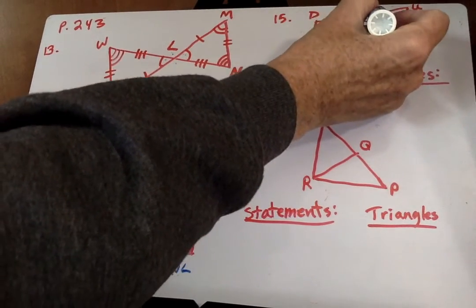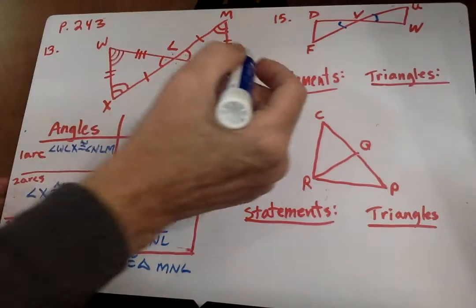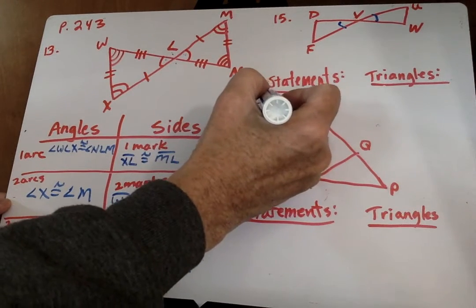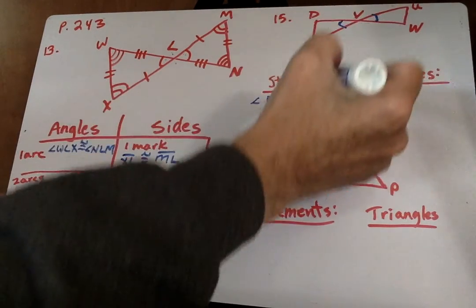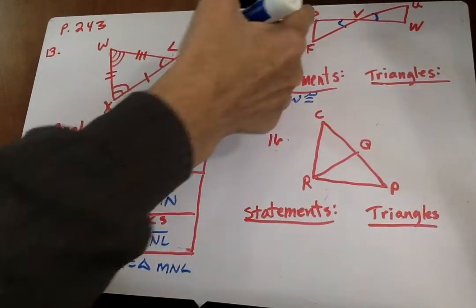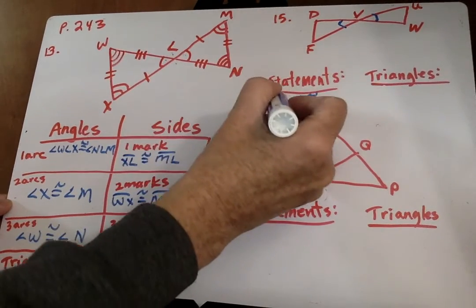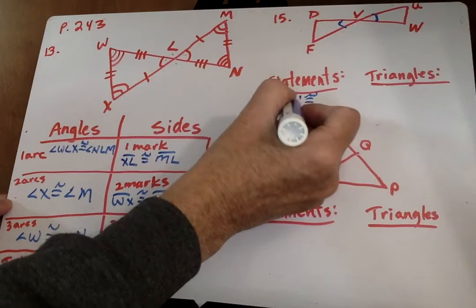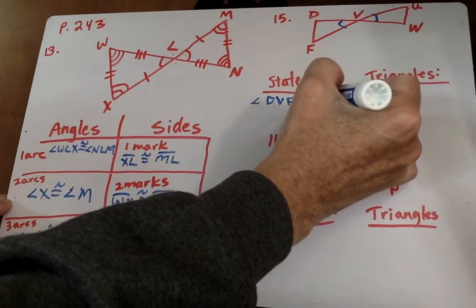So we know this is congruent to that. But it doesn't give us any other information. So basically, you don't know that the triangles are congruent. So I'm just going to say that angle DFW, that's that one, is congruent to... DVF, I said that wrong, because the V has to be the middle one. DVF is congruent to angle WVU.